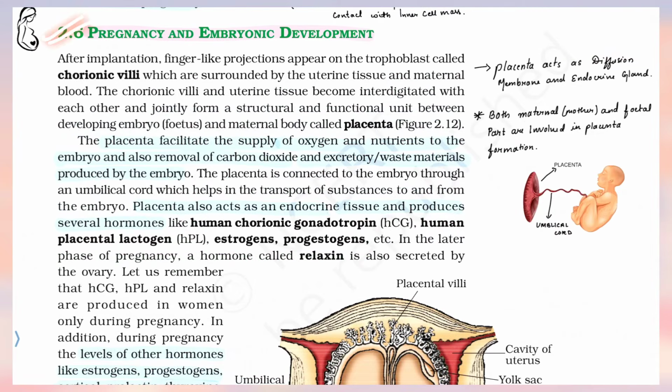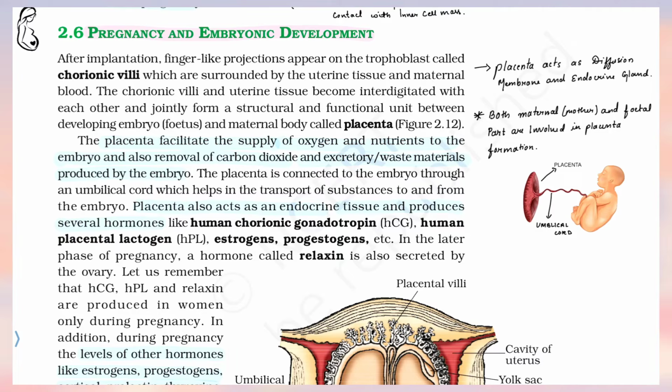2.6 Pregnancy and embryonic development. After implantation, finger-like projections appear on the trophoblast called chorionic villi, which are surrounded by the uterine tissue and maternal blood. The chorionic villi and the uterine tissue become interdigitated with each other and jointly form a structural and functional unit between the developing embryo and maternal blood called placenta.